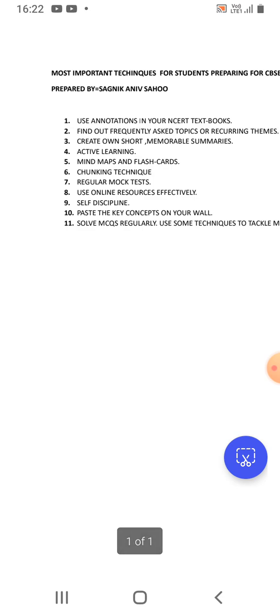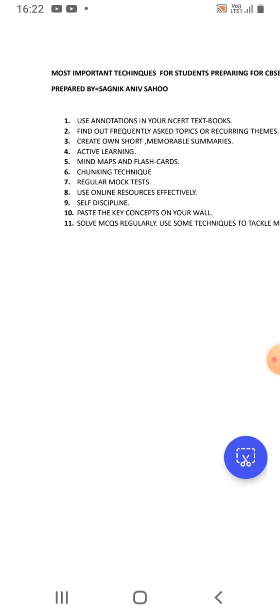Active learning. Active learning means taking notes, paraphrasing concepts, and drawing diagrams to solidify your understanding. Active learning is indeed an essential technique in order to solidify your process of understanding, and it generally involves taking notes, paraphrasing concepts, and drawing diagrams.